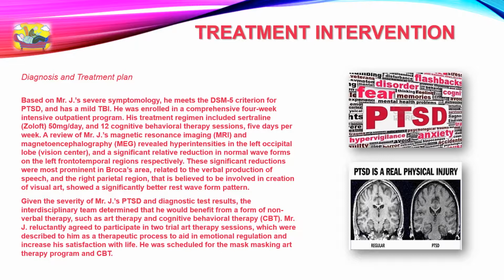A review of Mr. J's MRI and MEG images revealed hyperintensities in the left occipital lobe, vision center, and a significant relative reduction in normal waveforms in the left frontotemporal regions, respectively. These significant reductions were most prominent in Broca's area, related to the verbal production of speech, and the right parietal region that is believed to be involved in creation of visual art showed a significantly better rest waveform pattern.